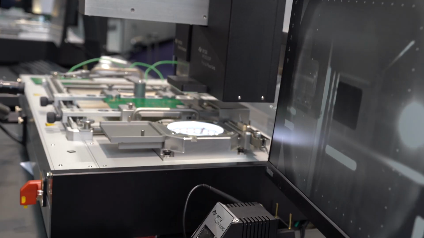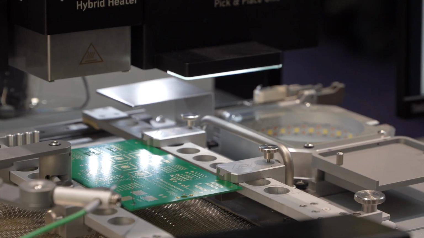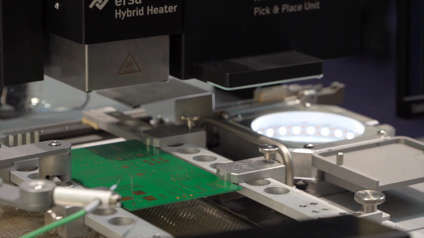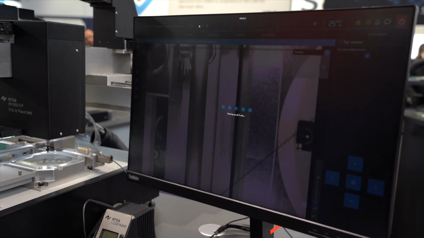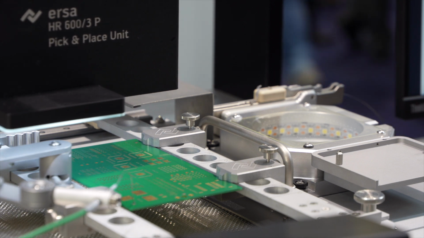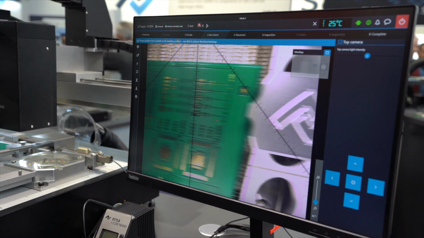For component recognition, the system moves over the glass plate, where we have positioned a second camera to determine the exact position of the component. Then the system approaches the printed circuit board to detect the target position of the component and align it accordingly.